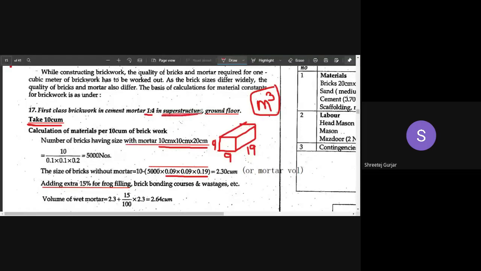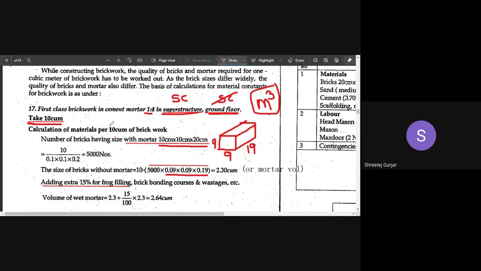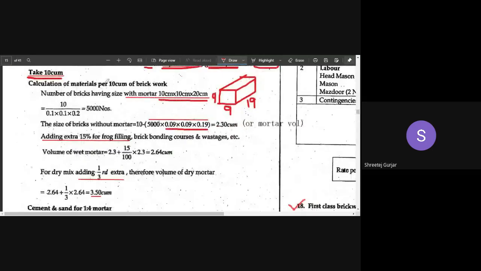So 10 meter cube we have assumed since it is in superstructure, and also in ground floor. Okay, if we want to do brickwork at a higher elevation, we have to include scaffolding. If we are doing at ground level, we do not require scaffolding. So depending upon the condition, you can either add scaffolding or you can ignore your scaffolding. Okay, so moving on to the calculation of number of bricks that are required.